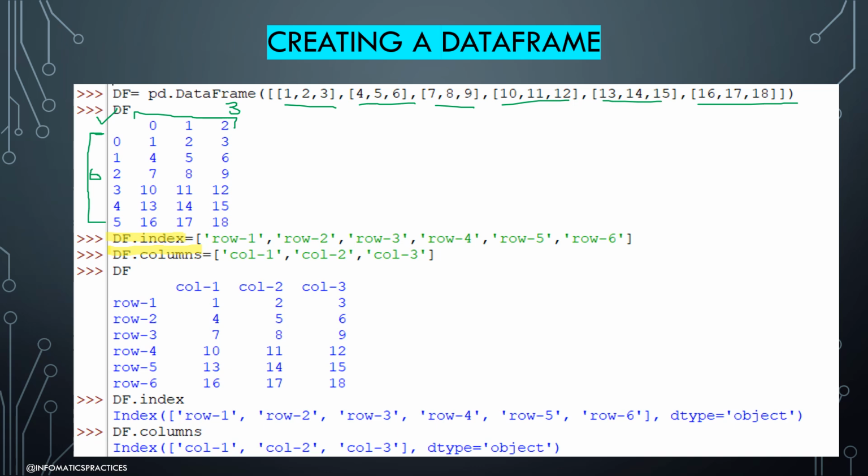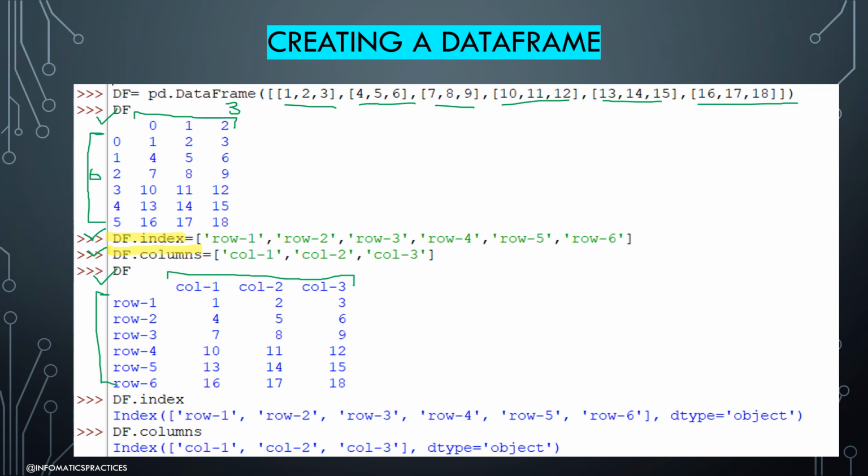Now we have already seen that 3 arguments can be given in defining a data frame, that is index, columns, and data. Even if we don't write data equals to, it is fine. We can put index equals to, columns equals to, and if we have skipped that, we can use df.index equals to, df.columns equals to, and it will do the same. Now when I print df, I can see that 6 rows, row 1, 2, 3, 4, 5, 6, and 3 columns, column 1, 2, 3 are created.